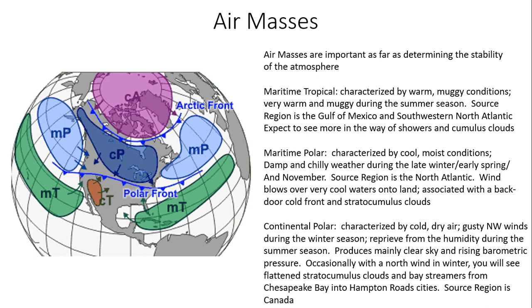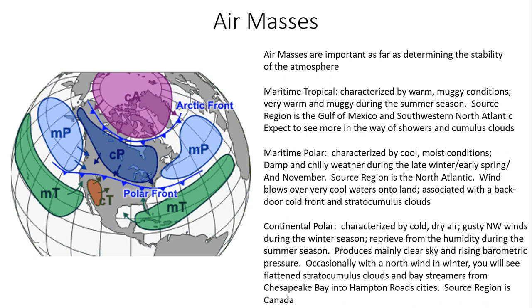When continental polar air mass gets modified, if it has a trajectory over the North Atlantic, it transitions to maritime polar air masses. But generally, in the summertime, CP or continental polar air is going to give you a slight reprieve from the oppressive humidity. Generally, continental polar air produces mainly clear skies, rising barometric pressure, especially in the wintertime. The pressure gets quite high.